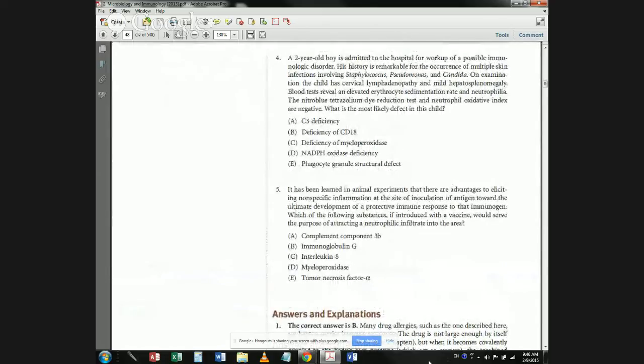Next question is about a 2-year-old boy who is admitted to a hospital, and he might have a possible immunologic disorder. Now we've got to figure out what it is. His history is remarkable because he has multiple skin infections, which involve Staphylococcus. Not just that, it also has Pseudomonas and Candida infection. That is remarkable. So now we've got to examine the child, and we notice that, hey, he's got cervical lymphadenopathy and mild hepatosplenomegaly. So lymph nodes and spleen are kind of big.